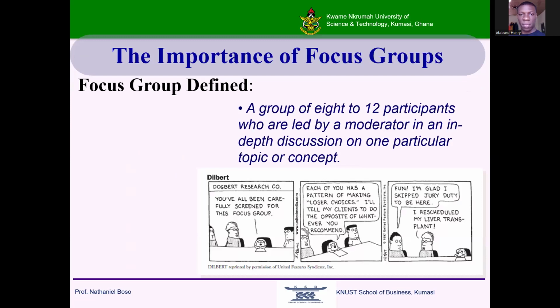So let's look at one of the qualitative studies and how to construct the data for it. So we have the focus group. What is it? It is a group of participants, ranging from 8 to 12 in number, who are led by a moderator in an in-depth discussion on one particular topic or concept. So when you have a team of 8 to 12 that you engage to discuss in depth a particular topic or concept, that becomes a focus group.